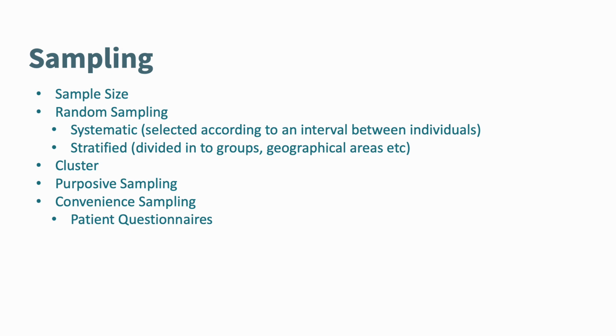Purposive sampling, so you choose who you're sampling on purpose. You're going to choose anybody who attended that day or anybody who attended that clinic, that kind of thing. Convenience sampling is just things like patient questionnaires, so you just hand them out and see who responds, kind of overall. It doesn't require much effort to decide on who you're choosing for a patient questionnaire.